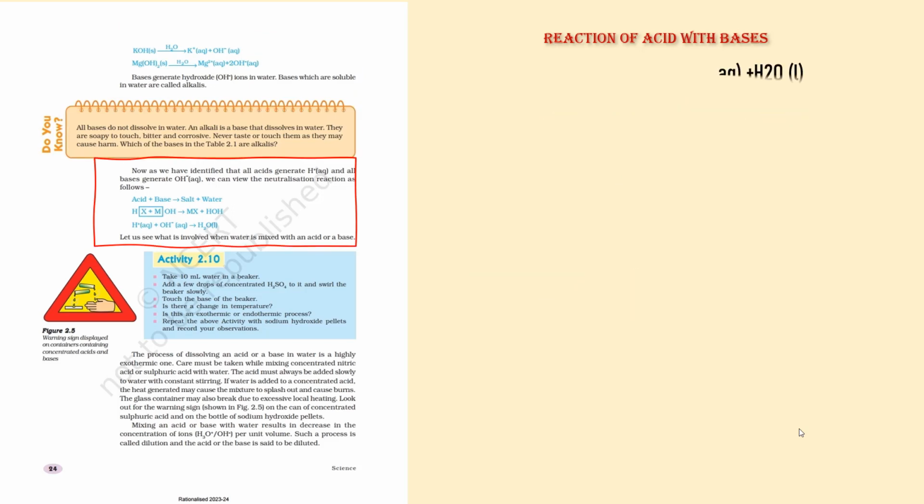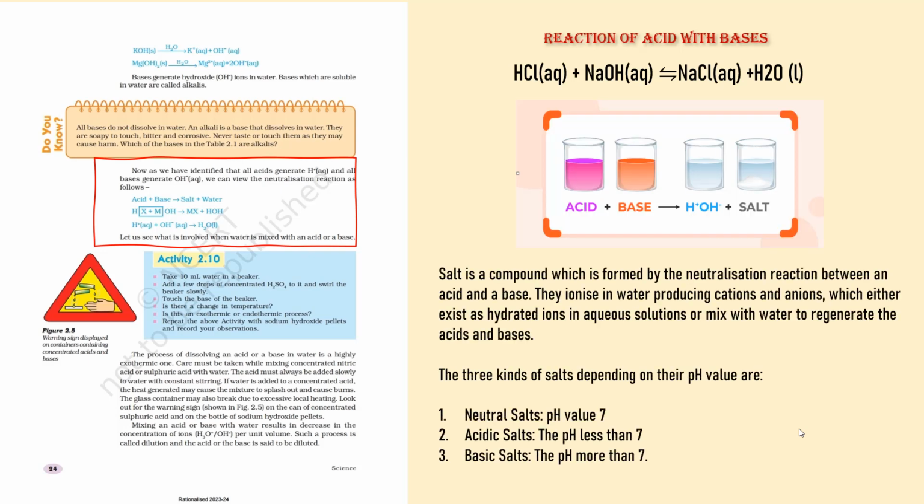Now let's look at the reaction of acids and bases. Just now we have discussed that an acid plus a base forms salt and water. We have seen that experiment also. Now when we say salt and water, what is a salt? A salt is a compound which is formed by the neutralization reaction between an acid and a base. They ionize in water to produce two substances, cations and anions, which either exist as hydrated ions in aqueous solution or mixed with water to generate acids and bases.